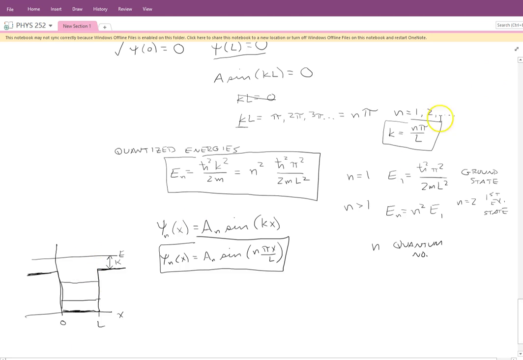The energies are not given by this expression right here in the finite square well model, this one right here. This is special. And the eigenfunctions are not given by that either. But we won't look at that. So know the results for the infinite square well.